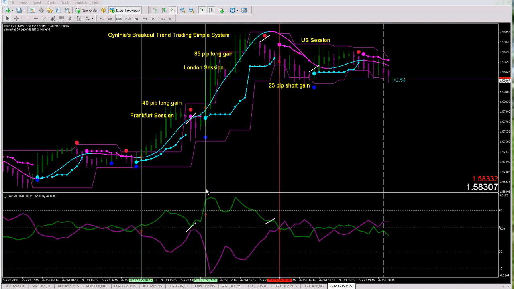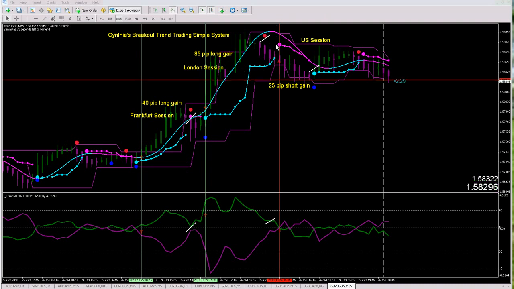There did happen to be a news release at 4:30 a.m. Eastern on the pound. This is probably what this reaction was. So if you jumped in long during this trading session and exited here where the red dot appeared and the purple candle, that was 85 pips long for this trade.